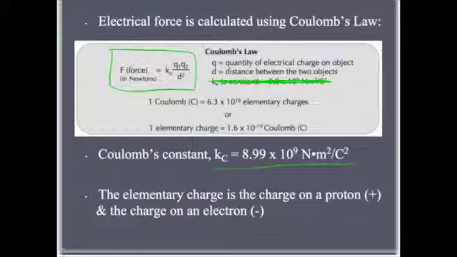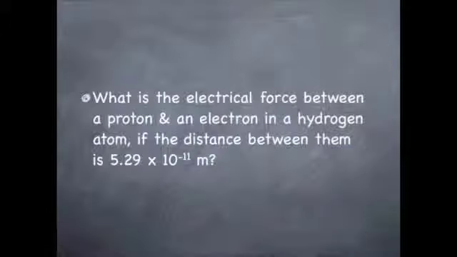The unit for electrical charge is the coulomb as defined here. The elementary charge is the charge on a proton and the charge on an electron, as shown here. If it is a proton, this value will be positive. If it is an electron, it will be negative. Now let's practice using Coulomb's law. Write down this example in your composition book and then we'll work it together.